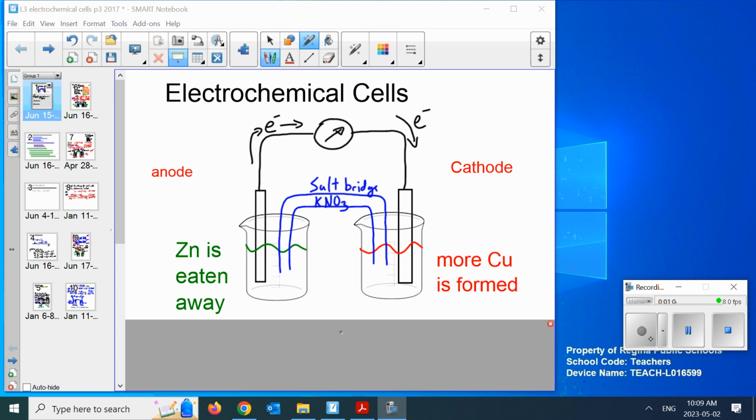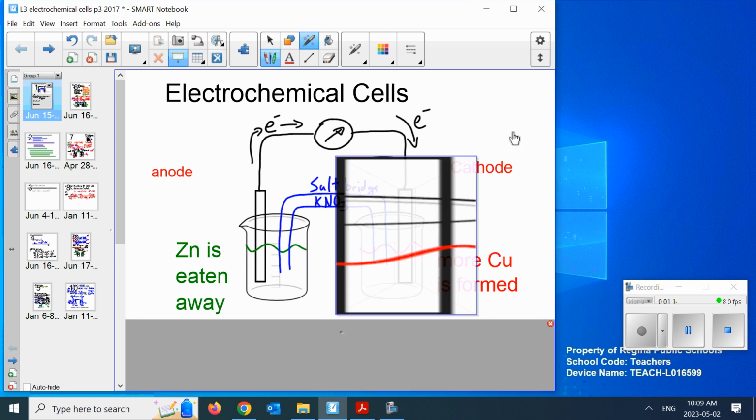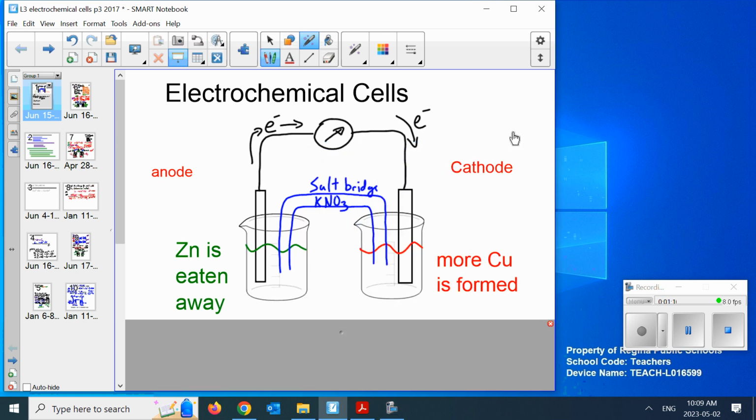Now to explain what we have, let's take a look at these. This is a metal strip here. This is a metal strip here. Right? That's what these are. Okay? This is a wire, next strip to the other strip.